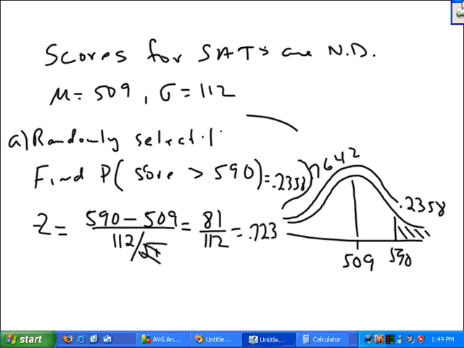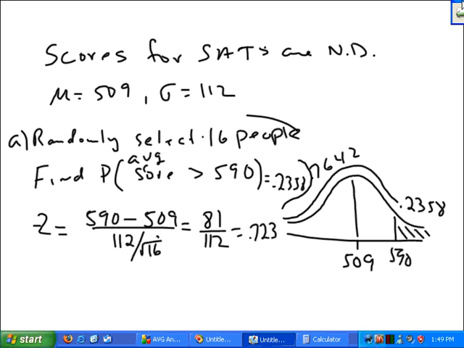So you randomly select 16 people, and you want the average score to be bigger than 590. The big deal here is that n is no longer 1. We are selecting 16 people, so we divide by 16.